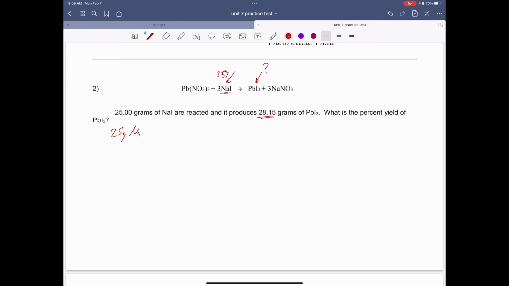25 grams of NaI. Now we got to convert that into moles. So 1 mole of that stuff is, we got to add up the pieces now. 22.99 plus iodide is 126.9, 149.89. So 149.89 grams. Again, if you got grams on the top, you better have grams on the bottom to get the correct units. So 25 divided by 149.89 is 0.1668. I'm just rounding to the 10,000th just because the number's so small. So 0.1668.